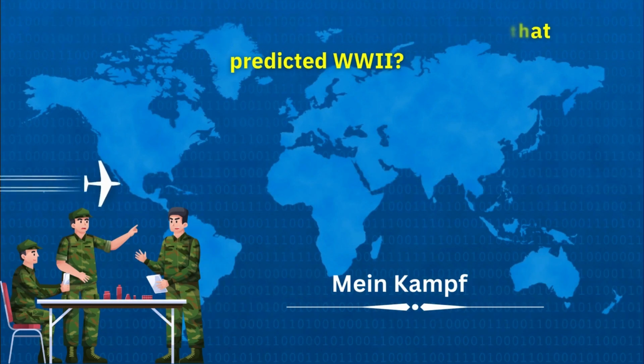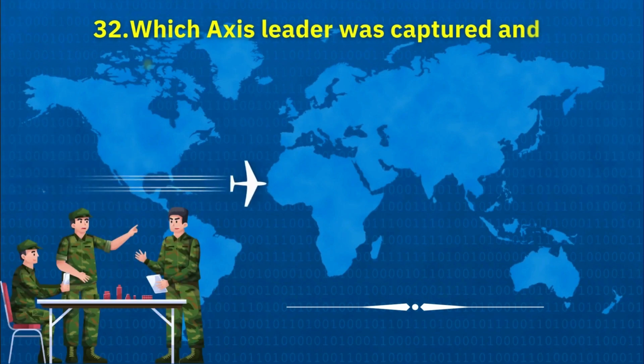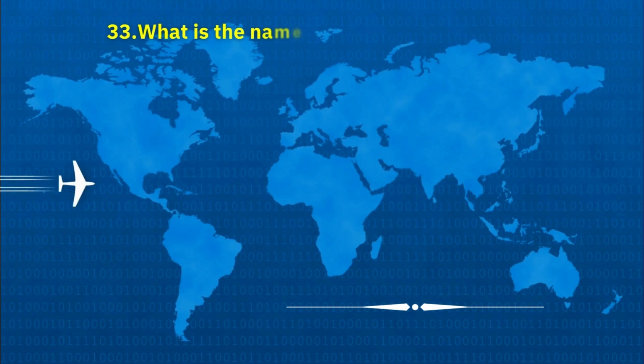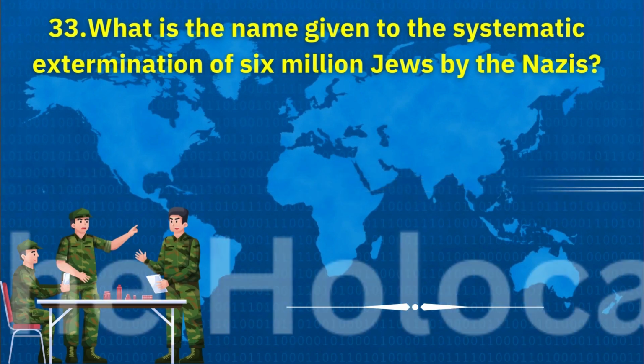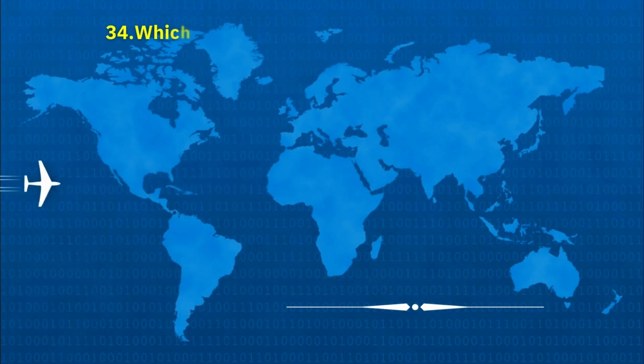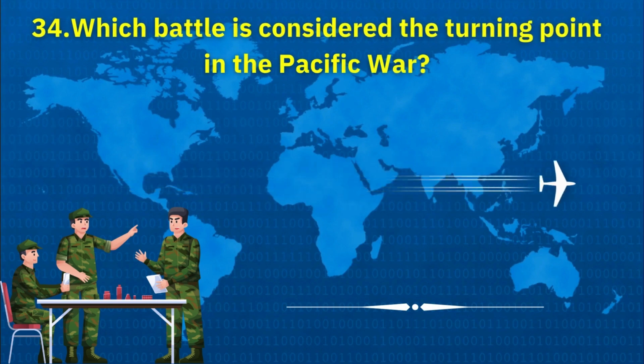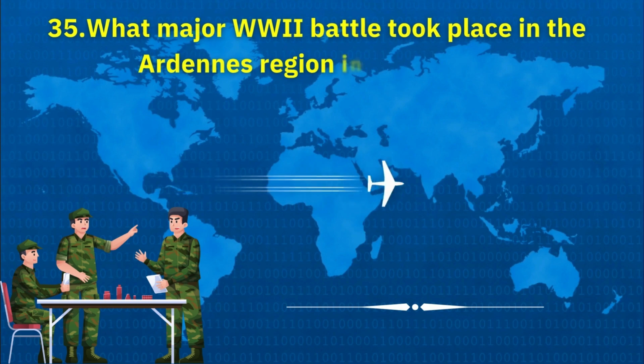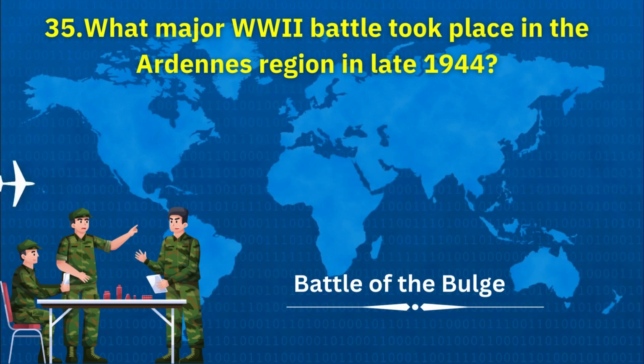Which Axis leader was captured and executed by partisans in 1945? What is the name given to the systematic extermination of 6 million Jews by the Nazis? Which battle is considered the turning point in the Pacific War? What major World War II battle took place in the Ardennes region in late 1944?